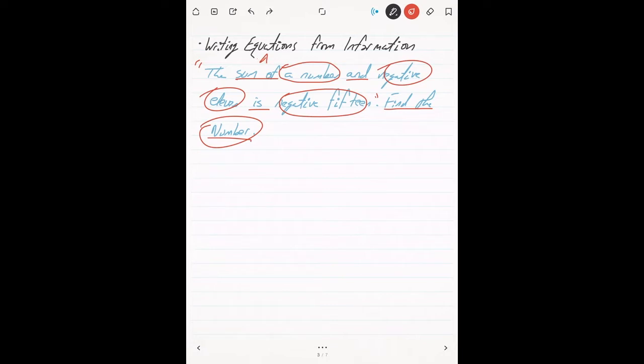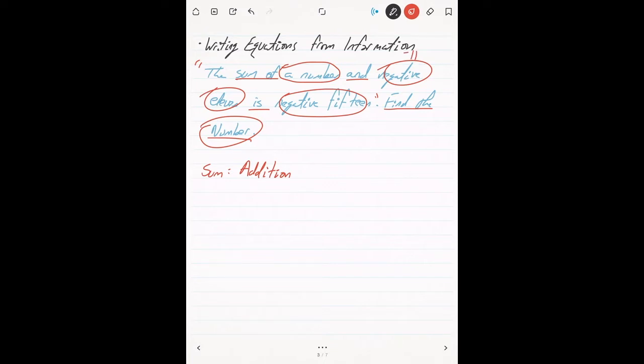First up, let's identify some of these key phrases. Sum. What does sum mean? Well, sum means addition. You've added multiple things together. So we're going to say addition. So what have we added together? Well, let's see. The sum of a number and negative 11. So the two things we added together were a number and this negative 11. So negative 11, we already know what that symbol is. We know how to write that as a number.